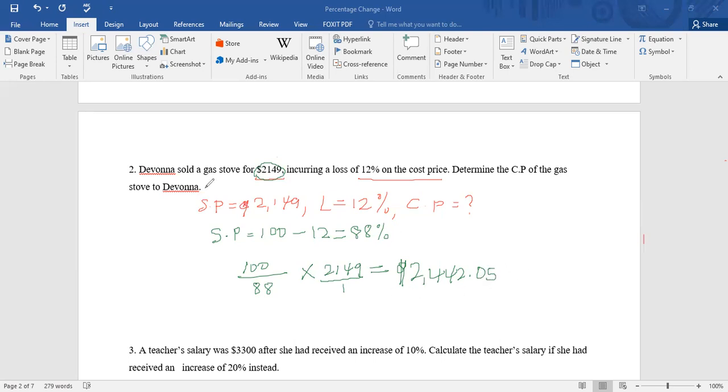So basically, the gas stove originally cost this amount. This was the original price, or the cost price. But Devona sold it for $2,149, so she made a loss. So this is our answer. What you will do is copy this, go back through it, you can replay the video, go through it, and that's how we find the answer.